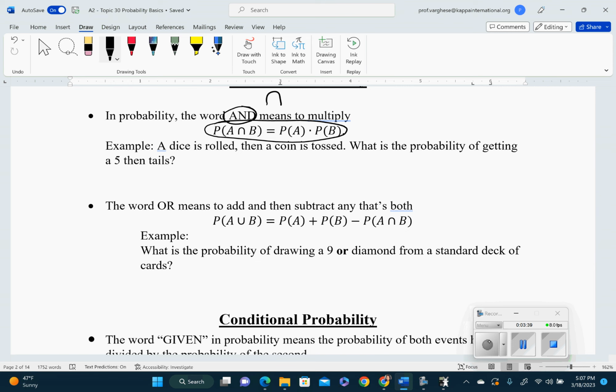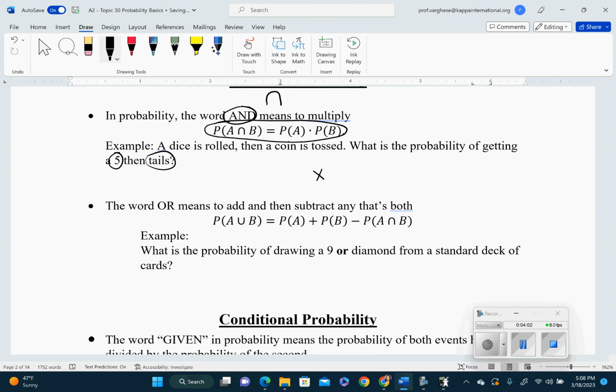A dice is rolled and then a coin is tossed. What is the probability of getting a 5 and then tails? So this is what we're looking for. So first thing is I saw 5, then tails, right? So this is a times, we're multiplying them because it's one and the other.